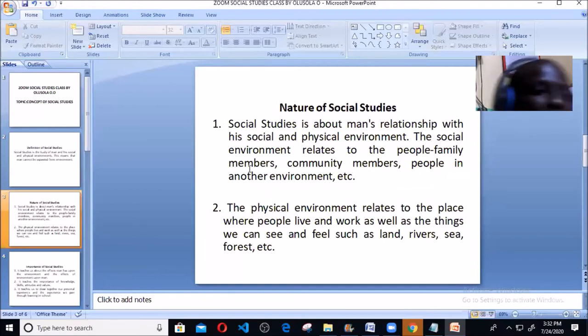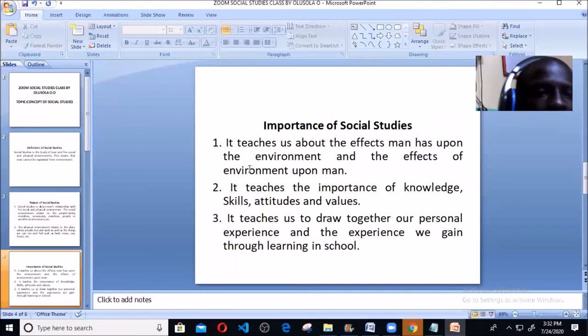So let me quickly go to the third phase of today's topic, which is the importance of social studies. That is the relevancy of social studies. Is social studies important? Why are we studying social studies? Why is it a subject? And other questions in your mind. The points here will answer those burning questions.